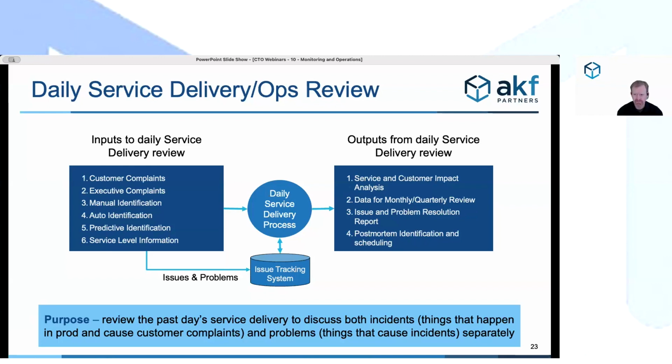Those are all inputs. Outputs would typically be looking at overall, what are the trends that we see? You will probably have a monthly or quarterly operational review. You should be making sure you're doing your problem resolution and making sure you're continuing to do root cause analysis and schedule your postmortems. So by show of hands, how many of you are doing this at least weekly, having an operational review? Very good.